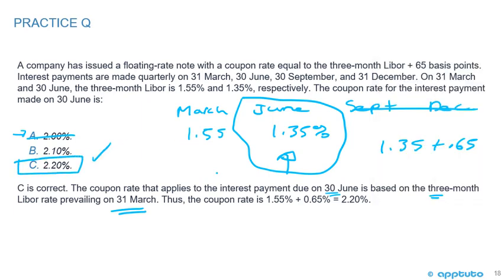So the trick here was to know that when you're looking at a floating rate note and they're giving you some rates, the rate that applies on 30th of June was the LIBOR rate prevailing on the 31st of March. So this is a very important question, and it brings up a very important point: once you know it, the calculation is very easy. But if you don't know it, then you're kind of guessing, is it A or is it C? Because if I do the calculation both ways, both answers are there, okay? No, the correct answer is C. We use the rate prevailing on March 31st to calculate the coupon payment for June 30th.